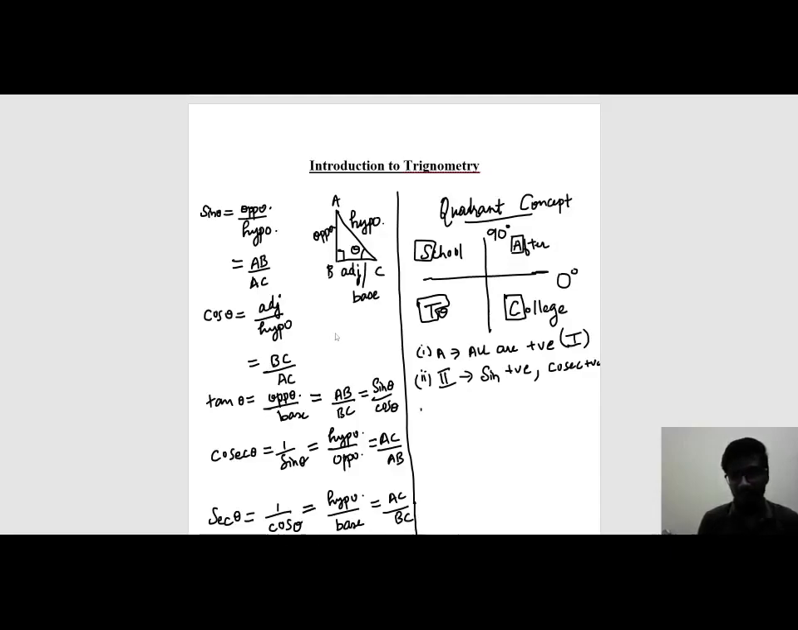Similarly, in the third quadrant, since it's starting with T, tan and cot will be positive, and all others will be negative. Then last, coming to the fourth quadrant, that is starting with C, cos and sec will be positive, and all others will be negative.